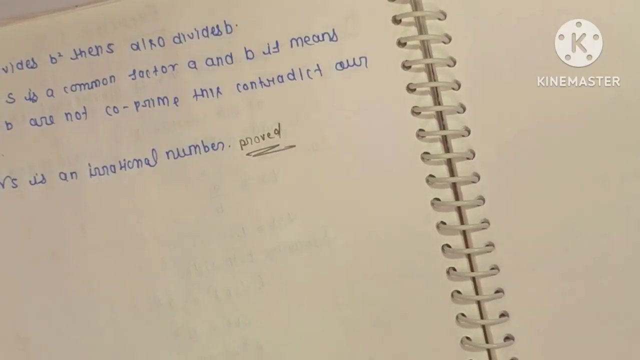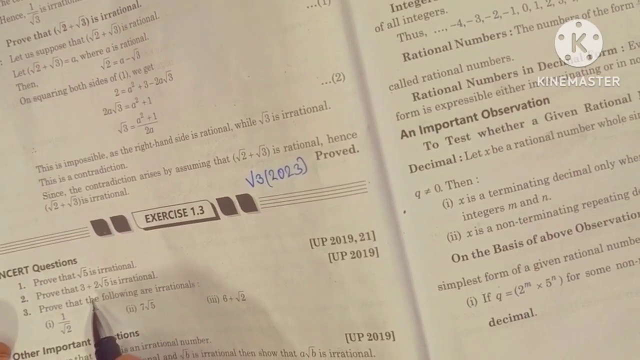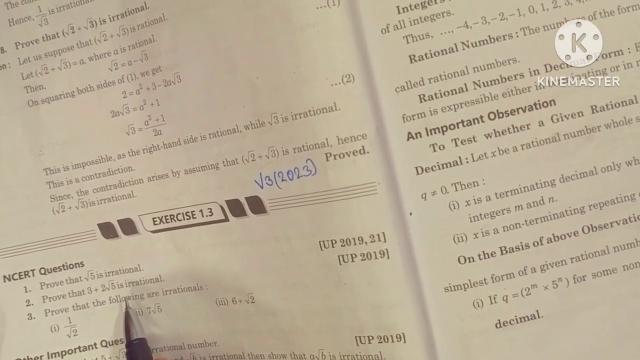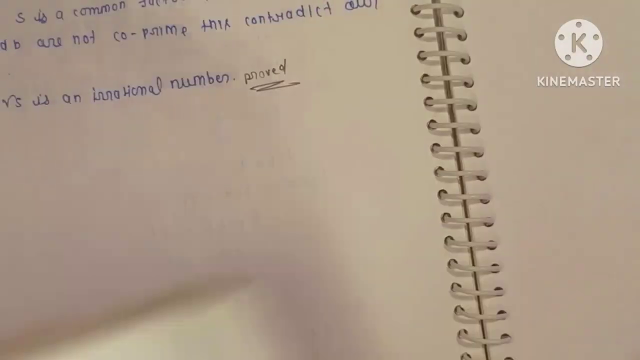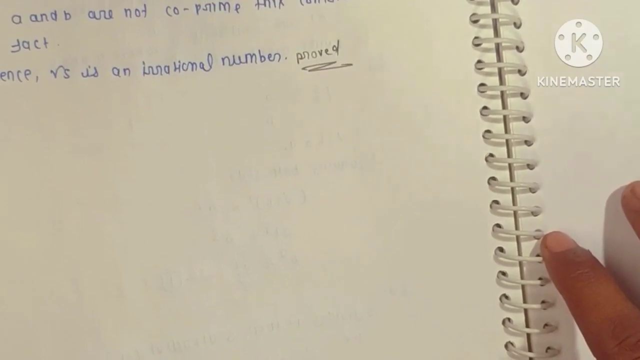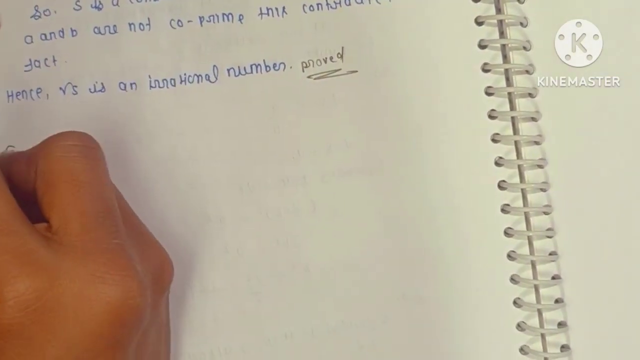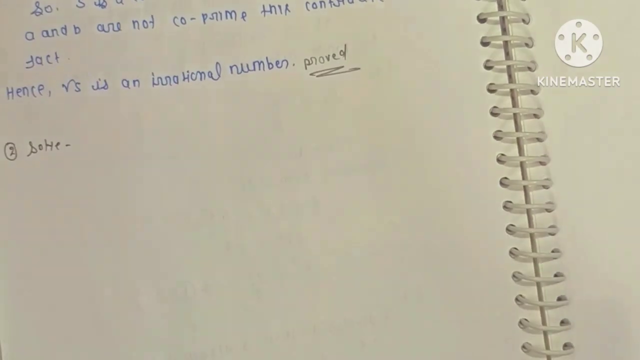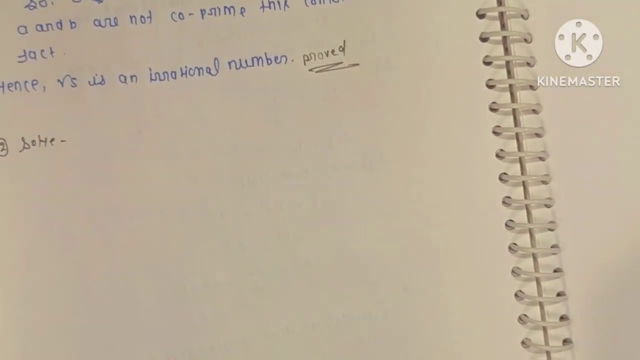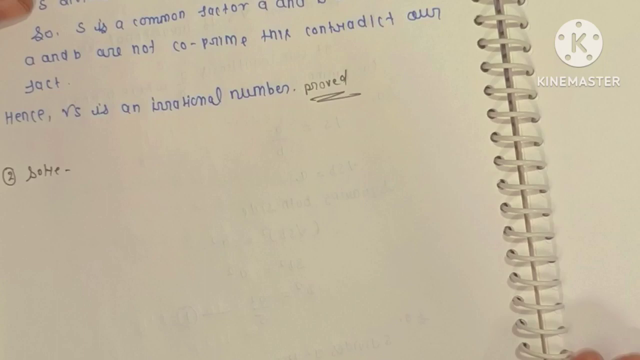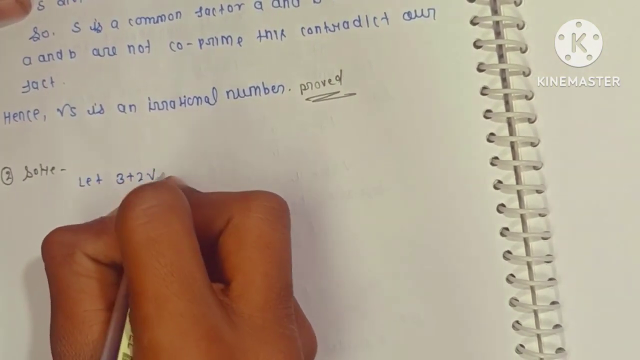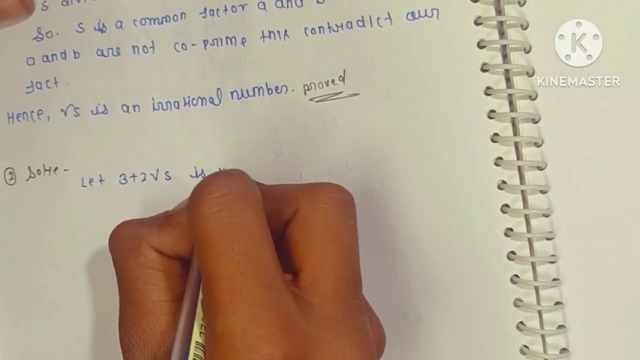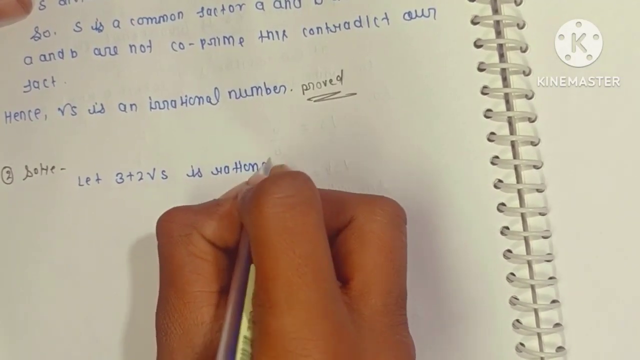Question number 2: Prove that 3 plus 2 root 5 is an irrational number. Very important. Let 3 plus 2 root 5 be a rational number.